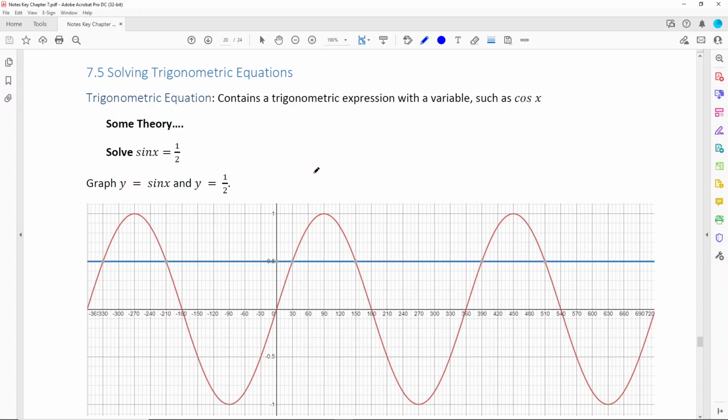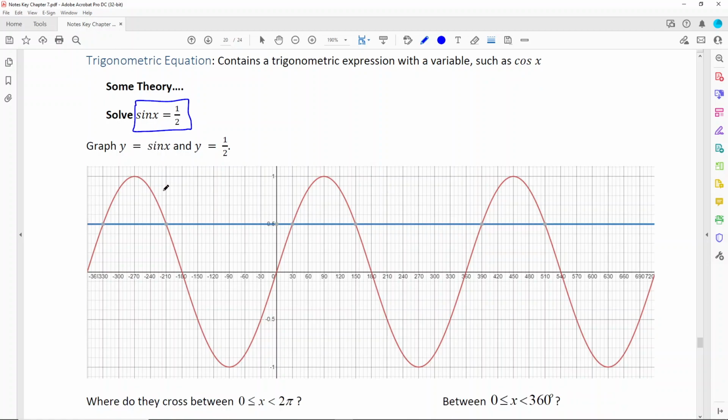The last section of 7.5 is solving. So we're going to be solving trigonometric equations. To identify that something's a trigonometric equation, first off, it won't say prove the identity. And other than that, it will contain a trigonometric expression with a variable such as cos x and an equal sign. A classic example of a trigonometric equation is something like sine x is equal to a half.